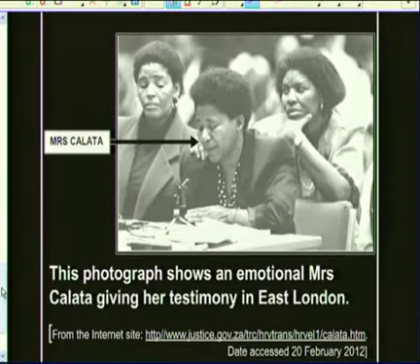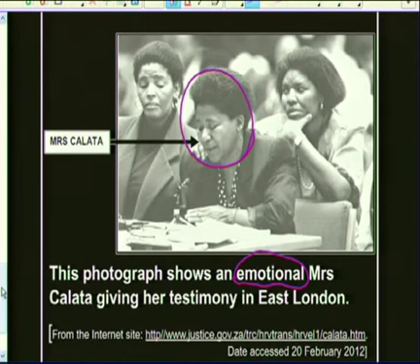And then there is a photograph that shows an emotional Mrs. Qalata. Already you can see that she is emotional. She looks like she is crying, and there is a commissioner there supporting her. She's giving her testimony in East London. Okay, now let's look at the questions. So you've already unpacked the source, you've looked at the emotions, you've looked at the story behind why she wanted to come before the TRC. We know she wanted to find out the truth about her husband. She didn't know what happened to him. All she knew was the husband did not come back home, he just disappeared.